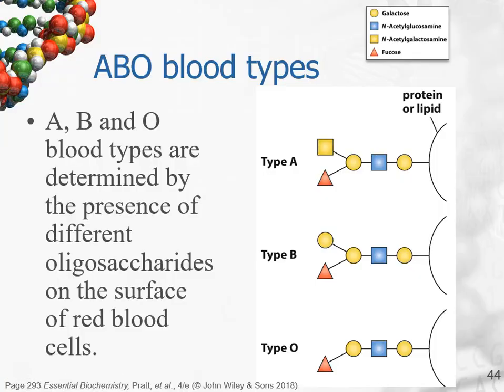The last thing I'm going to leave you with: I'm sure you're familiar with ABO blood types. These are defined by different oligosaccharides. If we look at our little key right here, we have galactose, N-acetylglucosamine, N-acetylgalactosamine, and fucose, and different arrangements of the sugars on the surfaces of the cells define the blood type. So we have blood type O and B and type A, and you can see that they have different combinations of sugars on the surface of the cells.